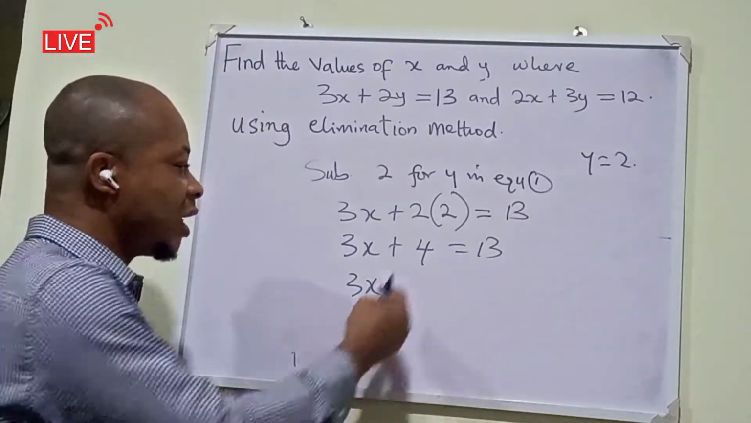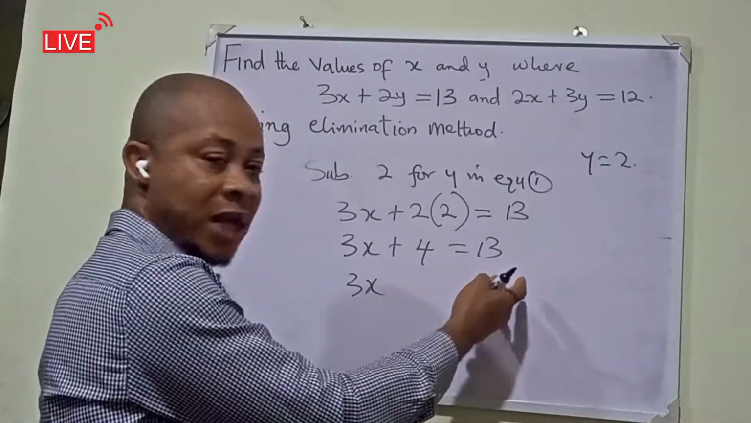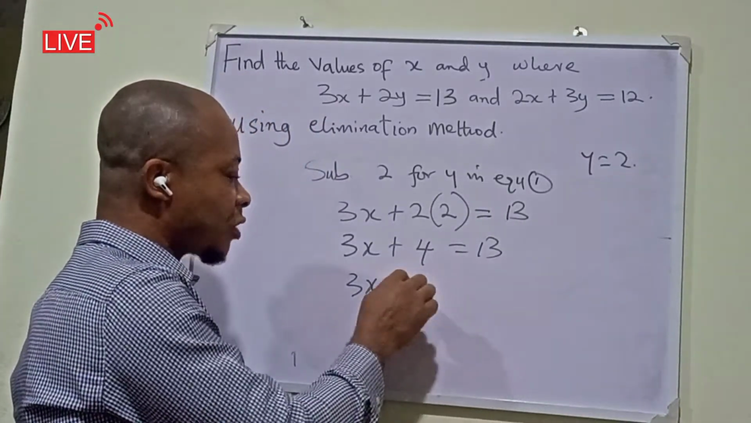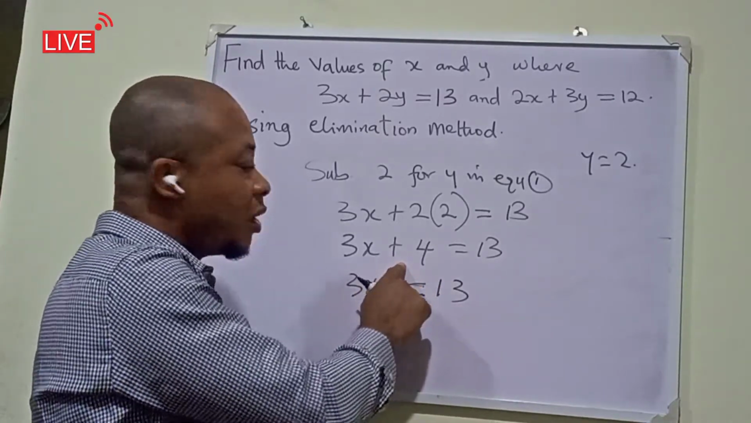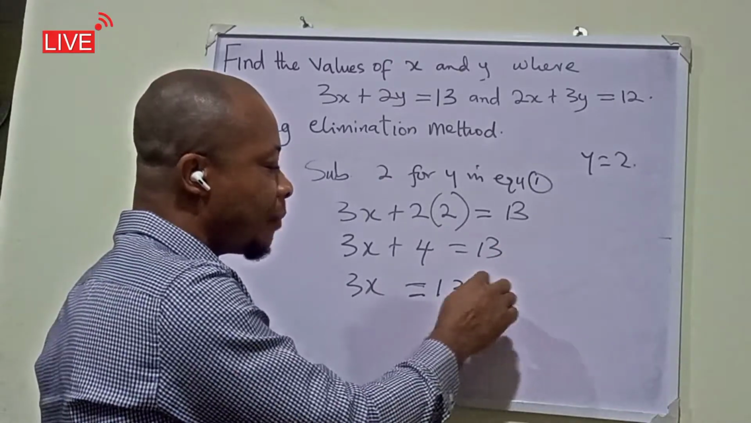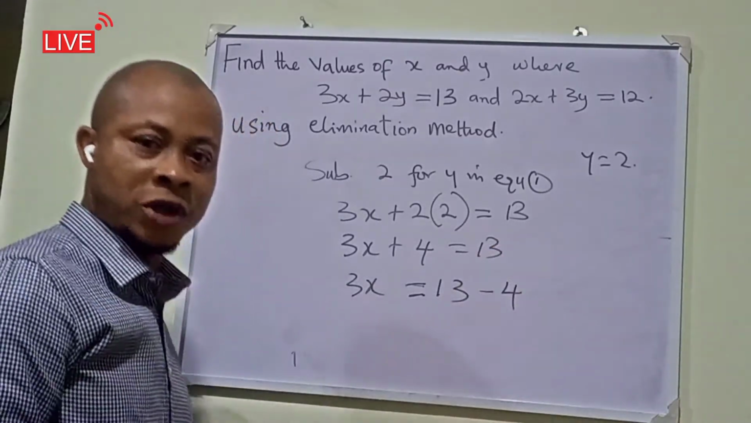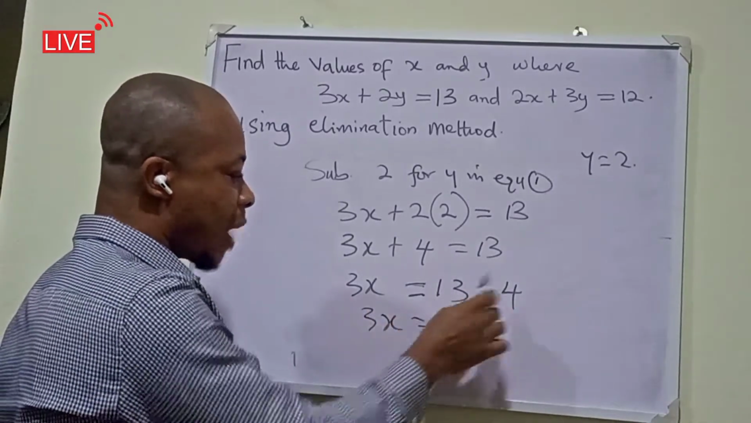We usually carry this 4, go to the right hand side and leave 13. So we first of all write 13. Then this is a positive number. When it is going towards this side, it changes to negative. So we're going to bring minus 4 instead of plus 4. Okay, so we have 3x equals 13 minus 4 is 9.